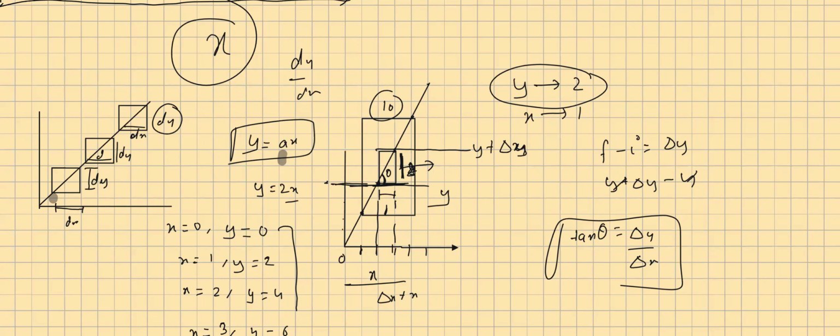1, 2, 3, 4. Initial is 4, final is 6. So 6 minus 4 is 2, and the difference is 1. So what am I going to get? 2 by 1, which is 2. The change is 2, right?